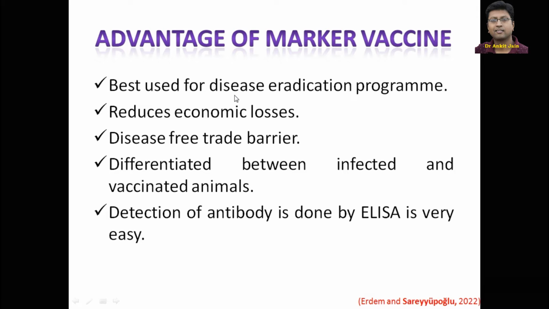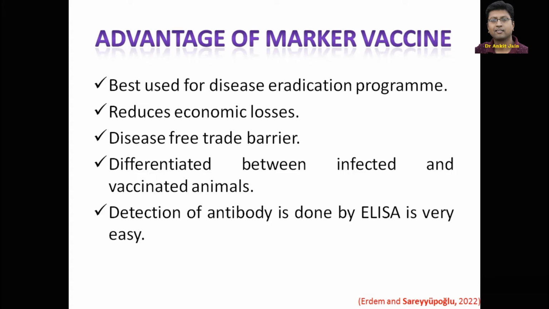What are the advantages of marker vaccine? First, best use for disease eradication program, reduce economical losses, disease-free trade barrier, differentiation between infected and vaccinated animals, and detection of the antibody by ELISA is very easy. So it is very essential for a country that if they are having a large number of population, and the screening of each and every animal is required, then we can segregate those animals which are infected, and we can segregate those animals which are vaccinated.